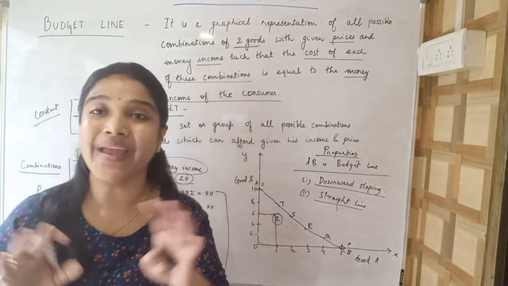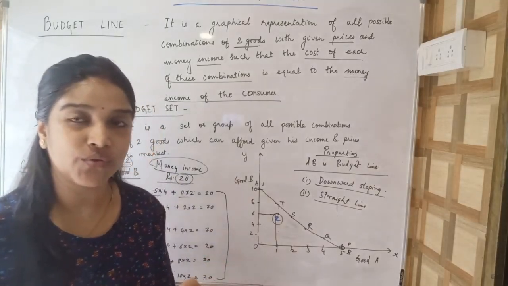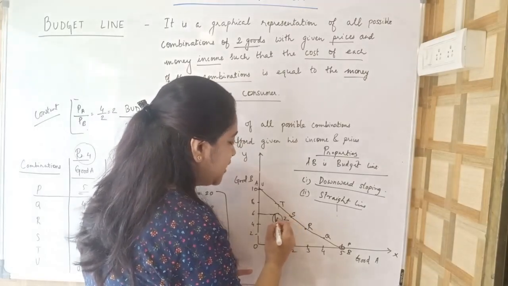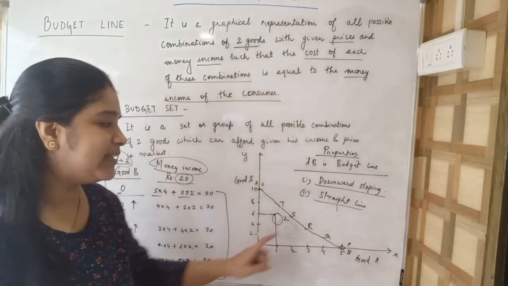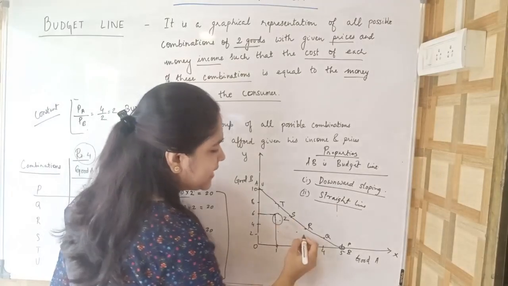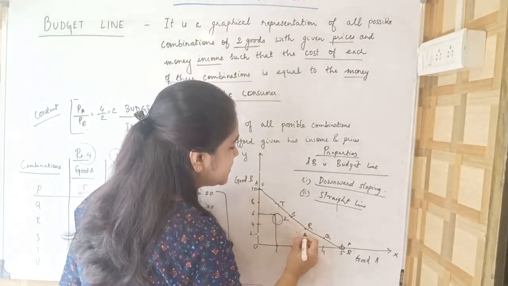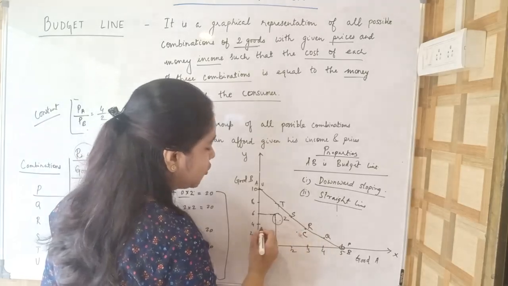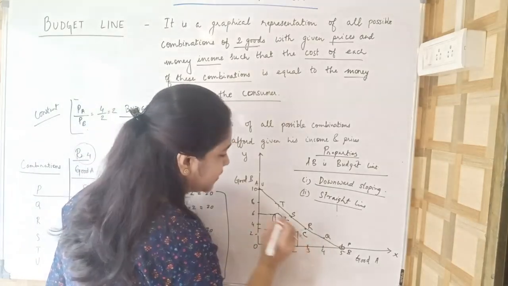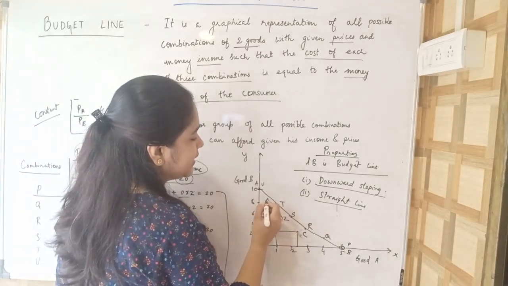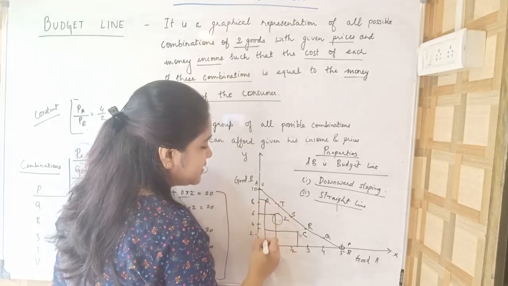So he is not spending the entire amount. For this Z combination, he is not spending the entire amount. So any point on this, say X, or you can name it as C, this point also comes within the budget line. So C, Z, or say Q, all these come within the budget line.